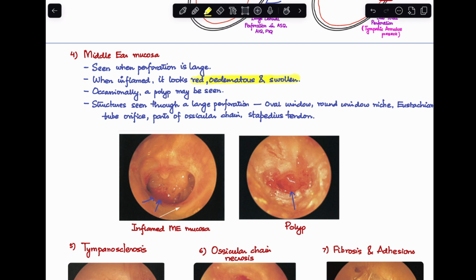I have already shown the image. There is an image over here which is showing an aural polyp, and the structures that you will be able to see through a large perforation in the middle ear would be the oval window, round window niche, eustachian tube orifice if it is a very large perforation, parts of the ossicular chain and the stapedius tendon.